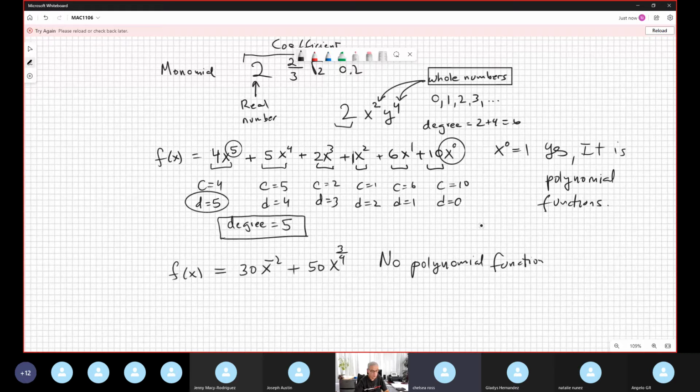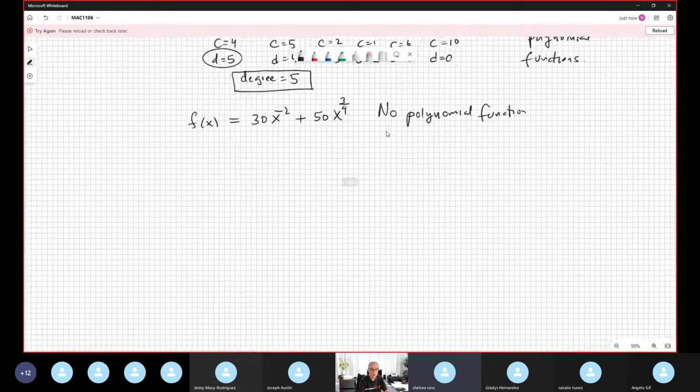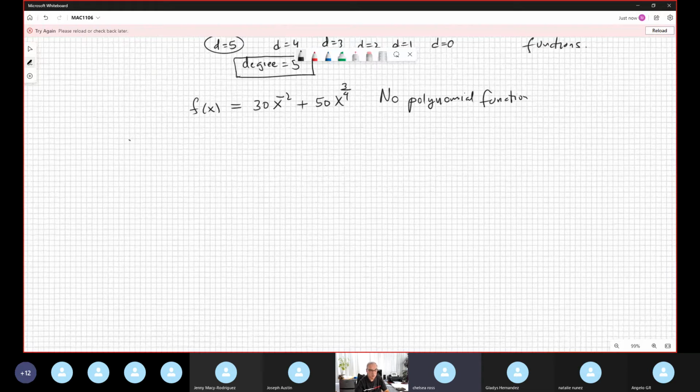Now, it's important to say something. The graphs that we are doing so far, of polynomial functions, are nice. What does it mean to be nice? It's nice because it's continuous. So the graph of a polynomial function is always continuous.